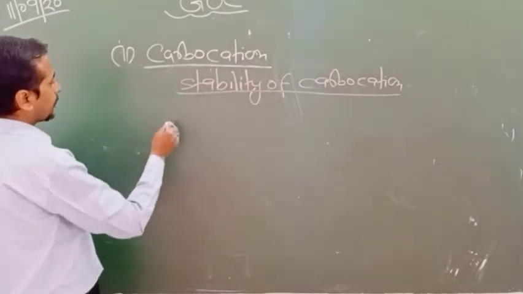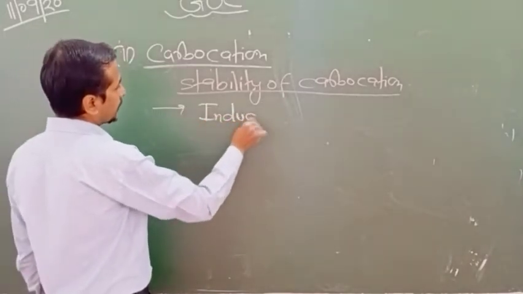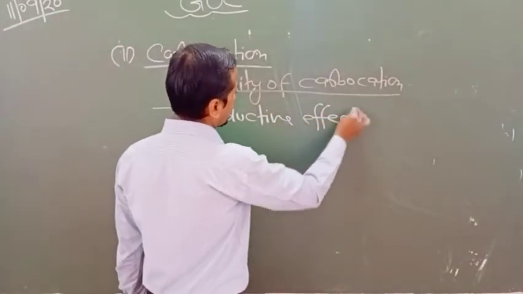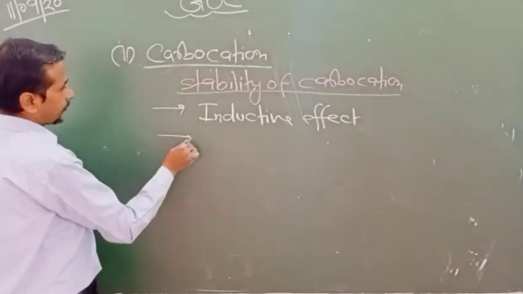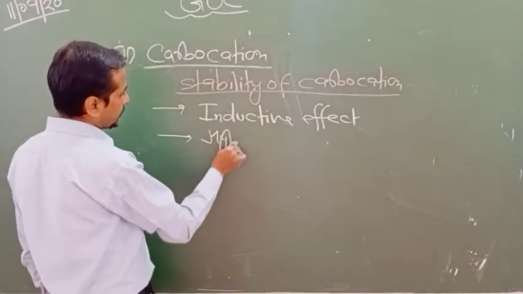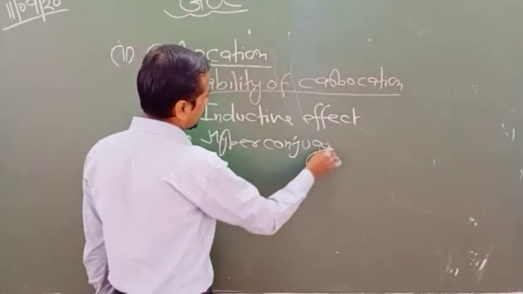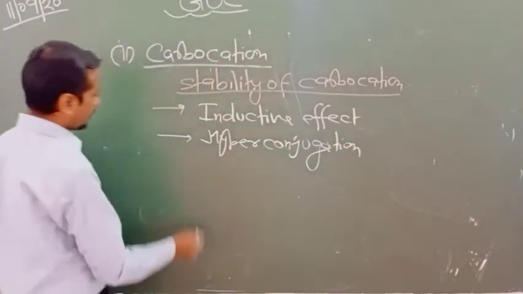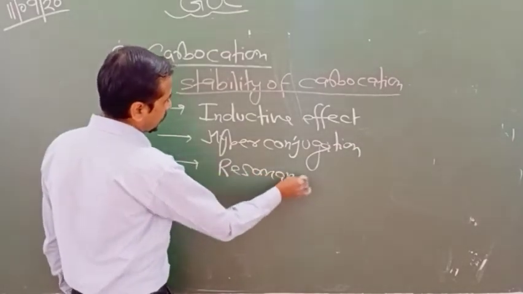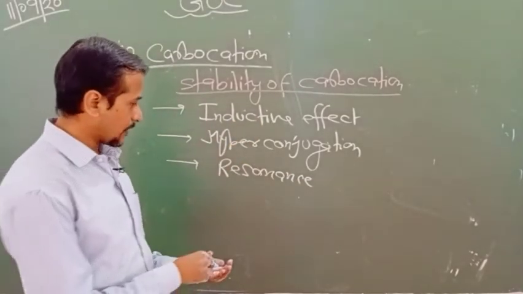Now, the stability of carbocation will be decided by either the inductive effect, which will be of two types, plus I and minus I, then hyperconjugation, and then resonance. So in 3 ways we can decide the stability of carbocation.